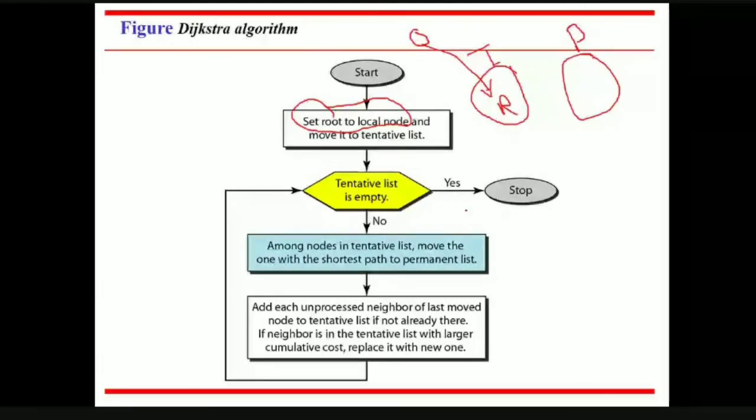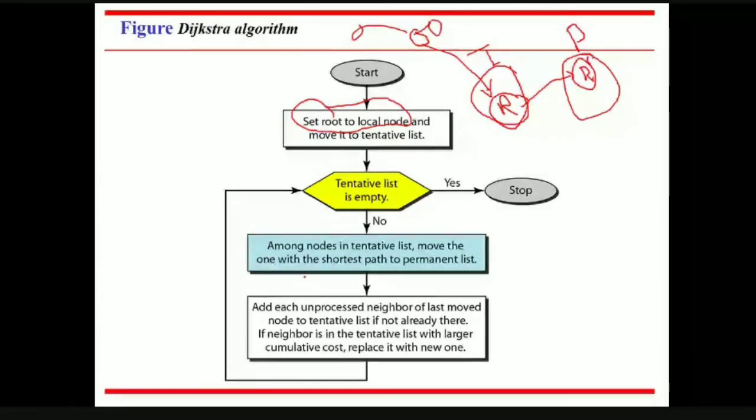Move the one with the shortest path to the permanent list, because we are having only one node here, and that will obviously be the shortest path from that node to the same node. So we'll remove this root node from the tentative list to the permanent list. So now the root node is given to the permanent list. Now this root node obviously will be having some neighbors, right?